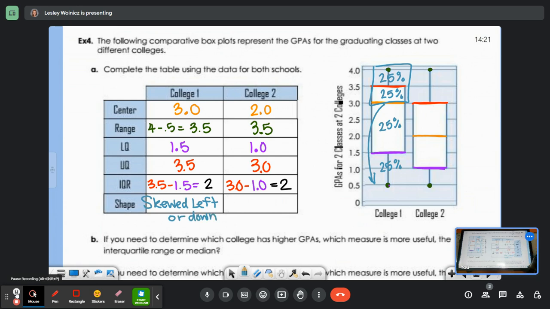Okay, what about for College 2? Yeah, it's skewed up. The lump is kind of down here, and the tail goes the other way. Okay. Now we're going to do some questions to make sure we understand the implications of all of this.